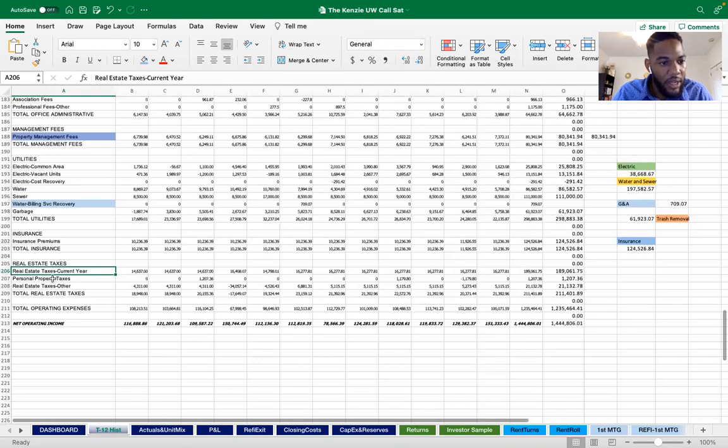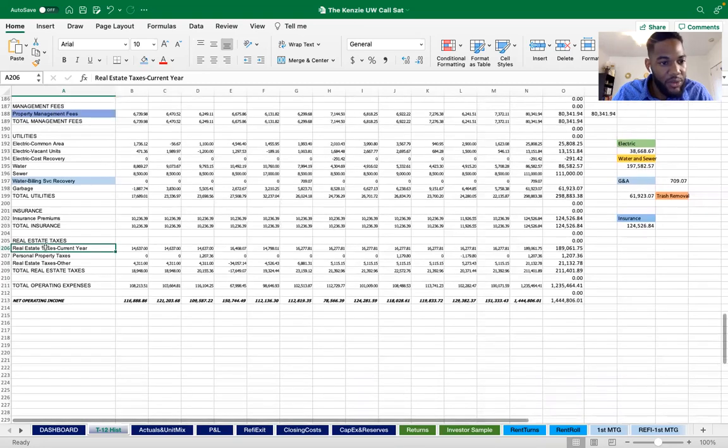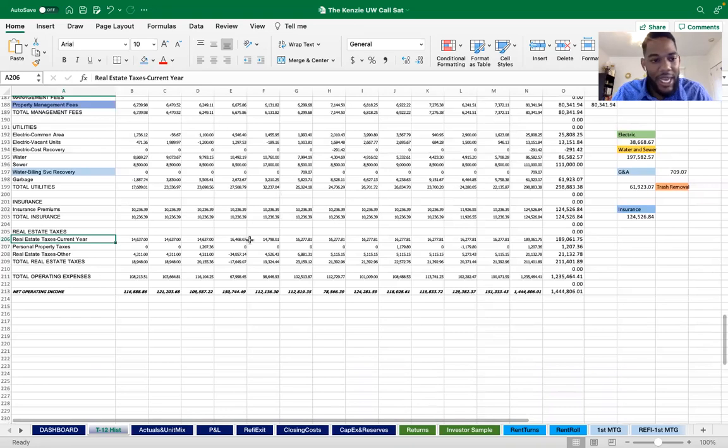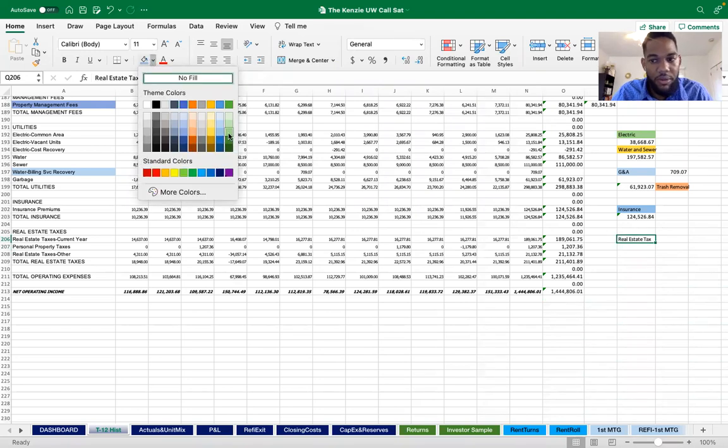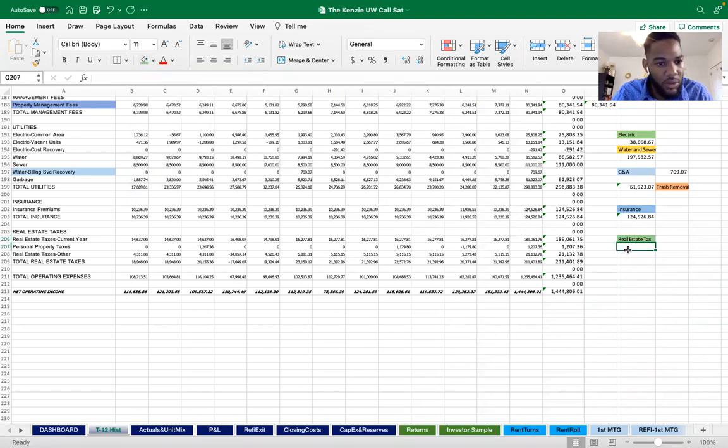All right, guys, so we're looking at line items 206 through 207. Where will we classify these? Line items 206 through 207. It's taxes. Real estate taxes. Thank you. Got it. Perfect. So let's go ahead and tally this up.